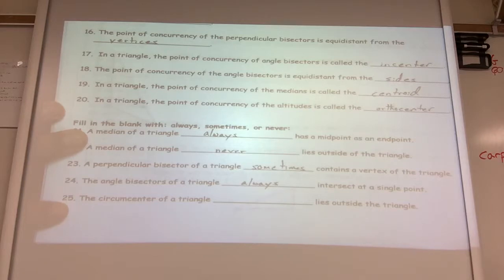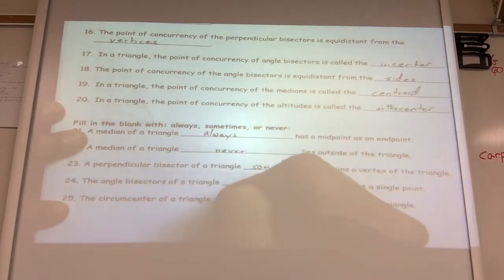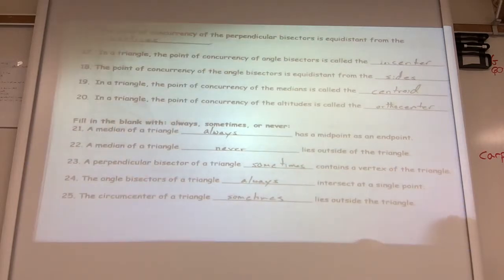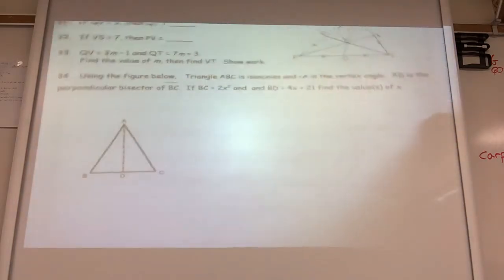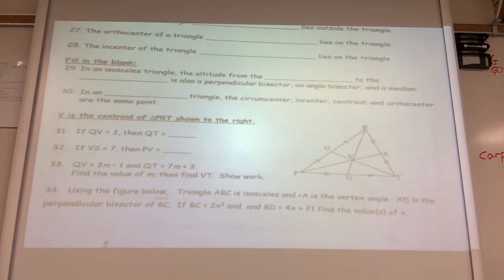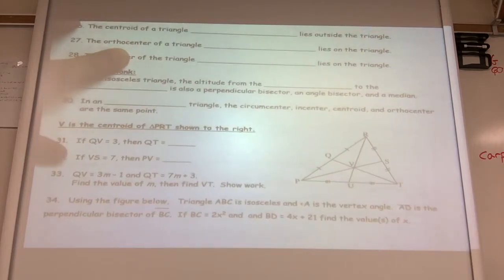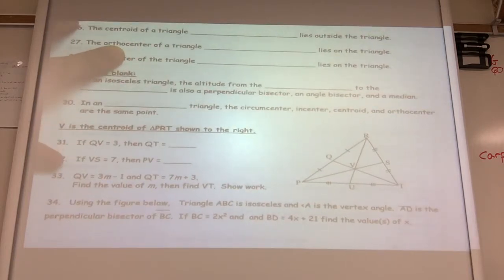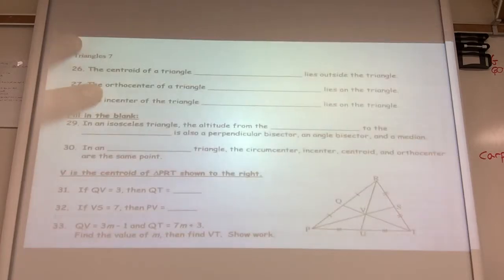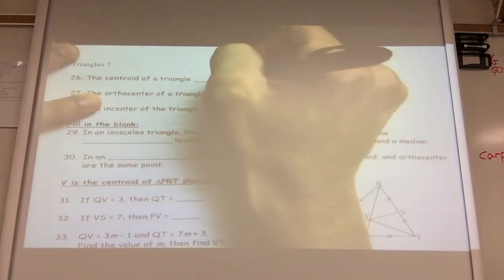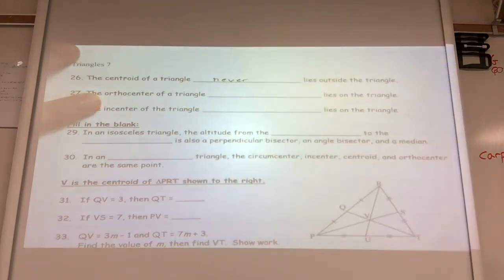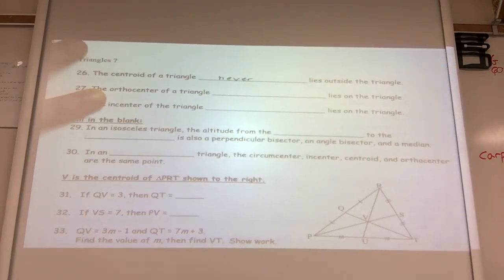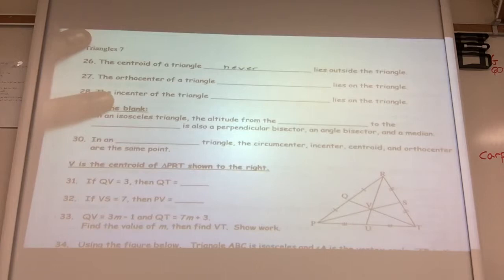Incenter. Okay. Circumcenter of a triangle always, sometimes, never lies outside the triangle. Ooh. Sometimes. Good. All right. Getting closer to actually working some problems. The centroid of a triangle blank lies outside the triangle. That is actually never. You can't draw all of your medians and have them intersect outside the triangle. So it never exists outside the triangle.